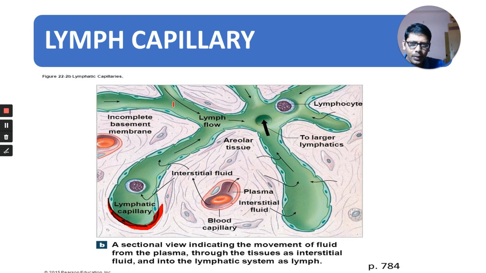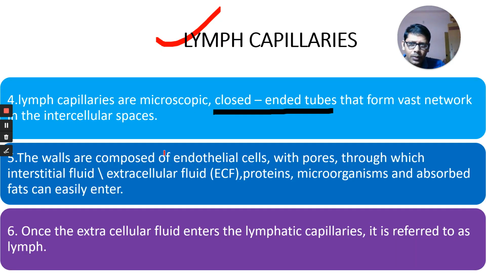Observe here, this is a tissue. In the tissue, cells are present. In between the cells, there are spaces, intercellular spaces. In those intercellular spaces, you can observe this is one lymph capillary. This is one lymph capillary. Observe the meaning here.